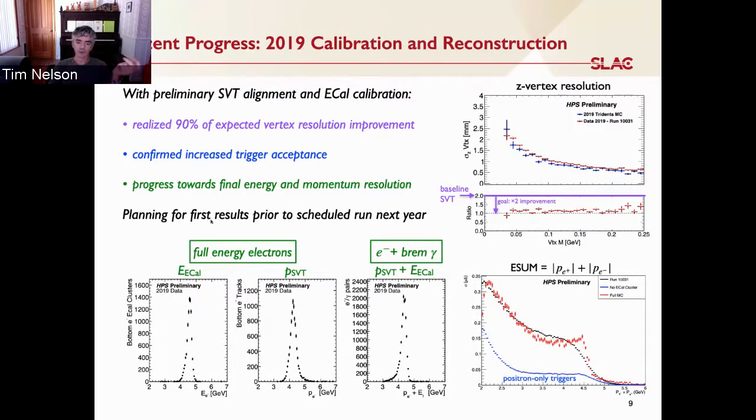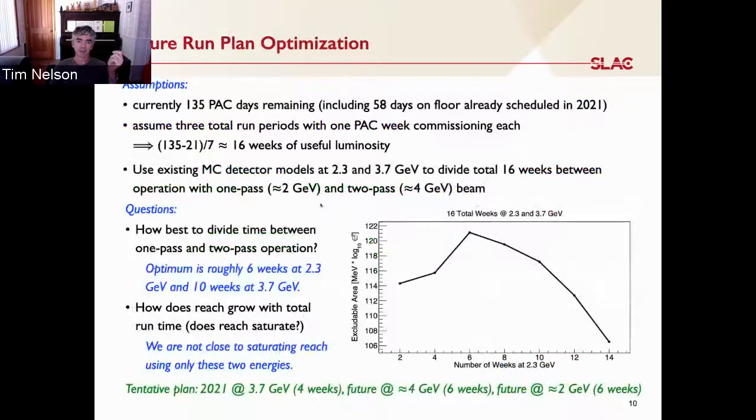We're planning for first results from 2019 prior to our scheduled run next year. We do have a run scheduled next year. Which brings me to the topic of optimizing the future run plan. So first of all, the assumptions. Currently, as of today, there are 135 PAC days remaining, but that includes 58 days that are scheduled on the floor already in 2021. So if we take all of this time, we assume three total run periods with one PAC week needed for commissioning each.